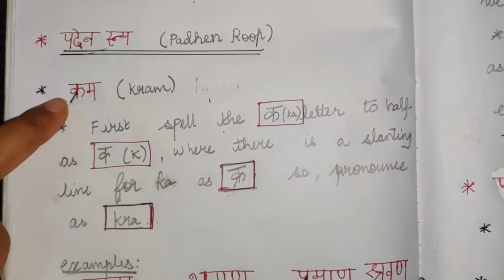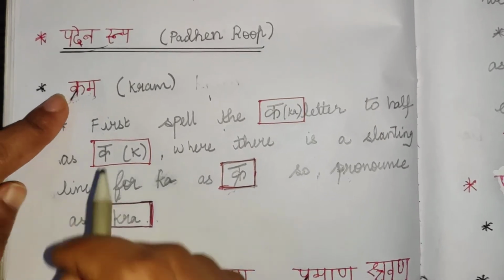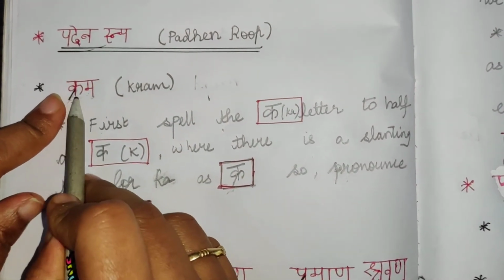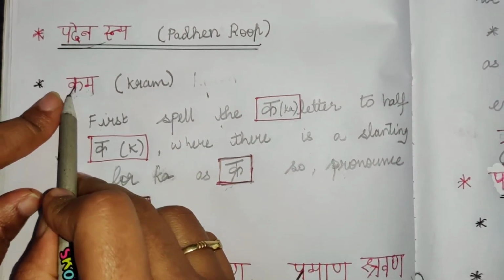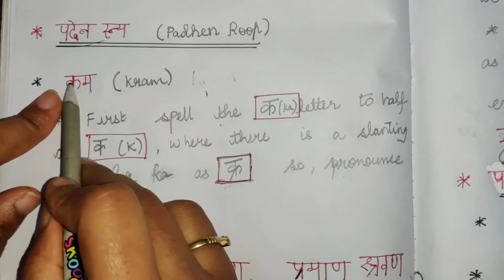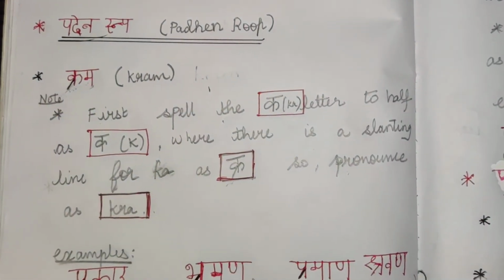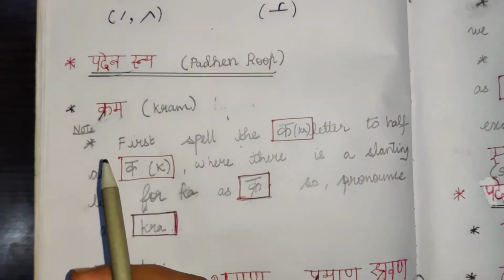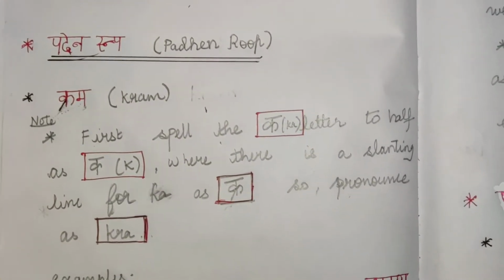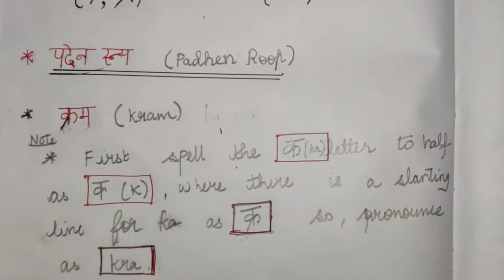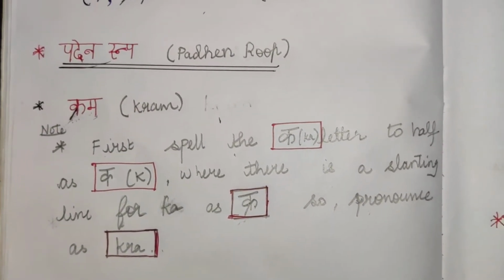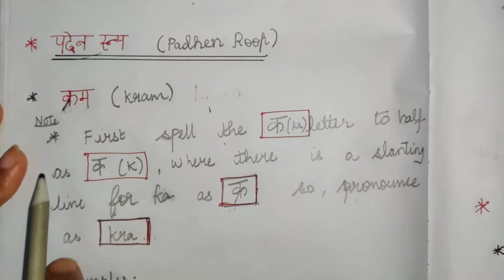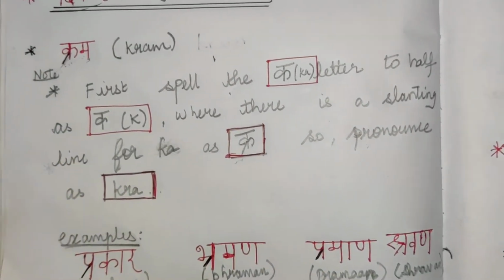Kram means order. First we spell the first letter Ka as a half letter, and then we see the slanting line, so it becomes Kra, Im. So Kram, Tram, and then Mra, Tra, Vra, Pra. So various sounds; like that we have to pronounce it.